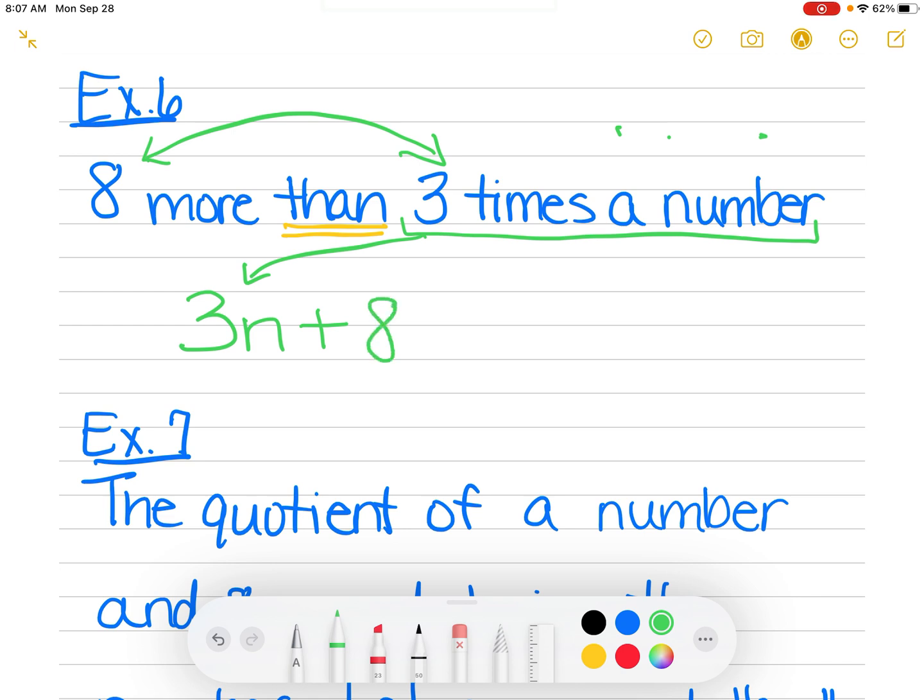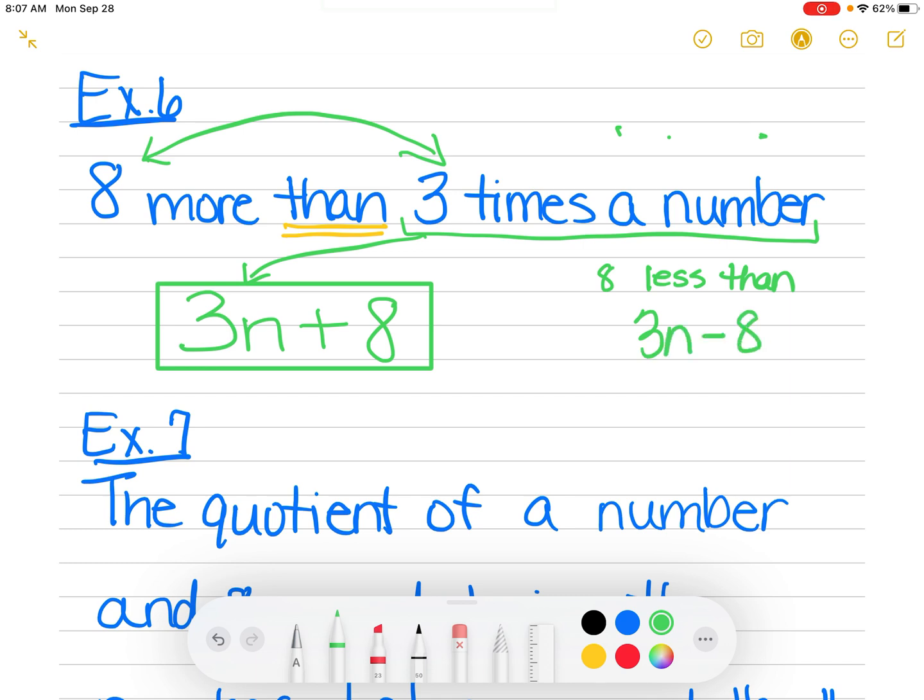So that's 8. So we have 8 more than means it's going to come at the end. If you have 8 less than, if I had 8 less than, I would have done 3n minus 8. Now see how it's important here. If I did 8 minus 3n, that's not going to equal the same thing as 3n minus 8.